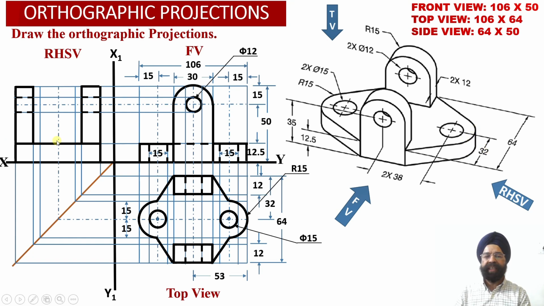From the center, again we can check, corresponding to these two holes, we have drawn these two horizontal projector lines from the top view projections and transferred these projector lines into the right hand side view projections. So we have been able to obtain hidden line projections corresponding to two circular holes having diameter equal to 15 millimeter, in the right hand side view projections.